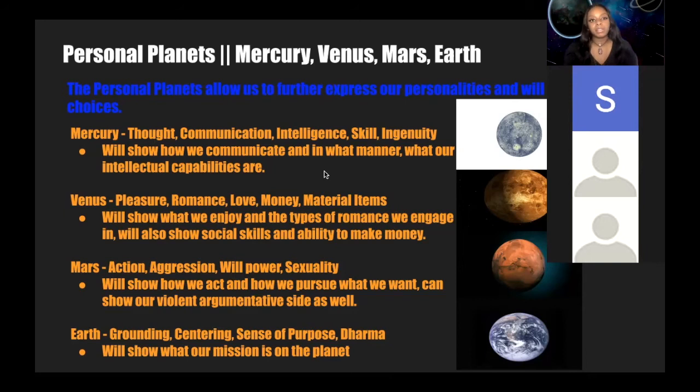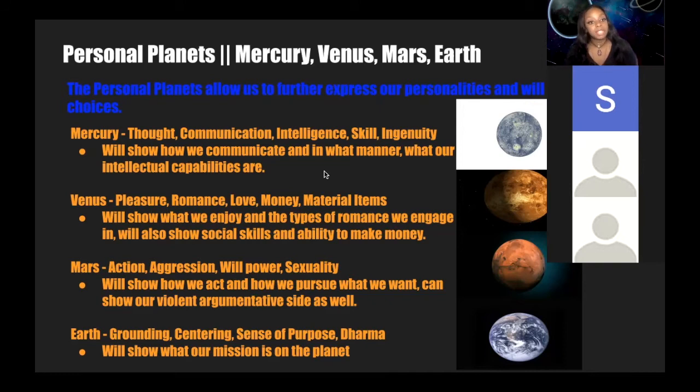So, because Mercury is so adept, it's going to show our intelligence, it's going to show what we're good at and how we get ourselves into the world and entwine our thoughts into the world and make things happen.